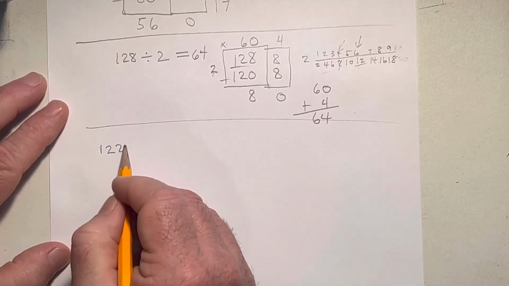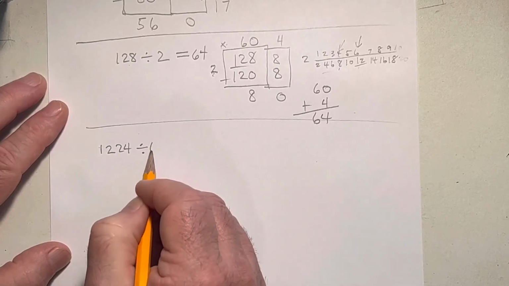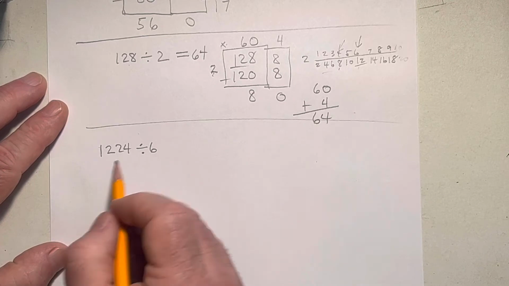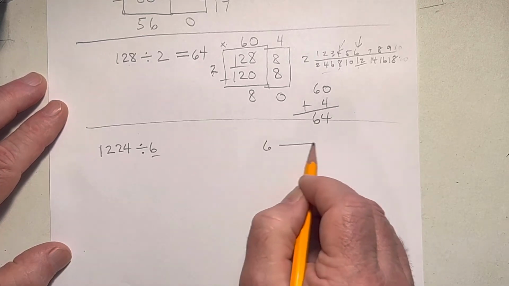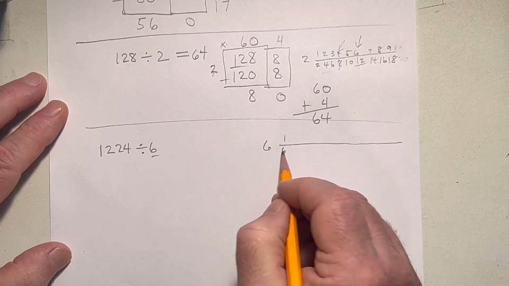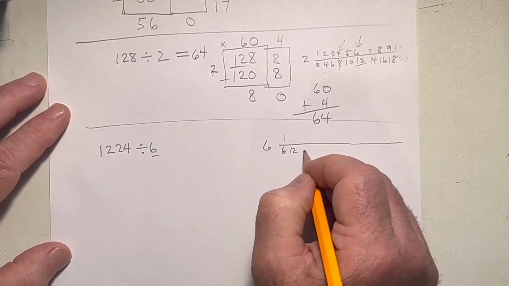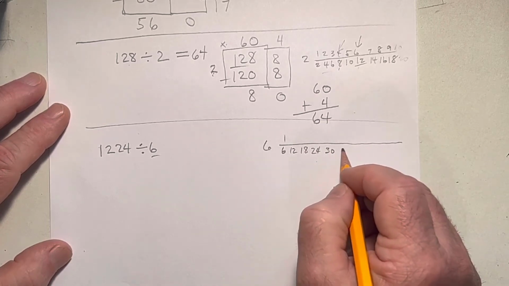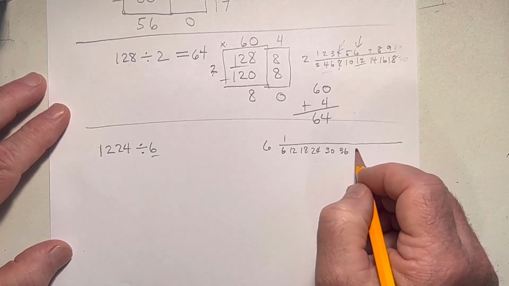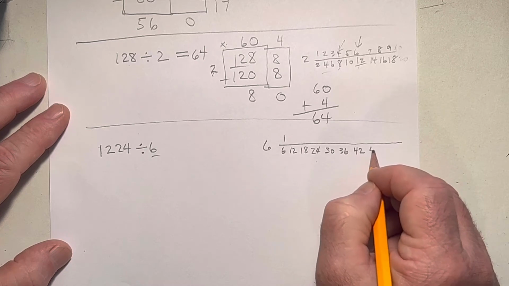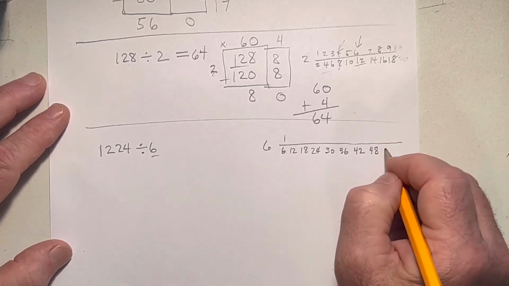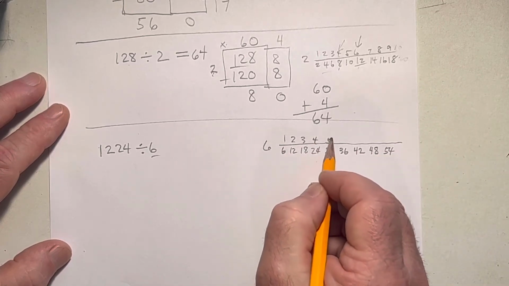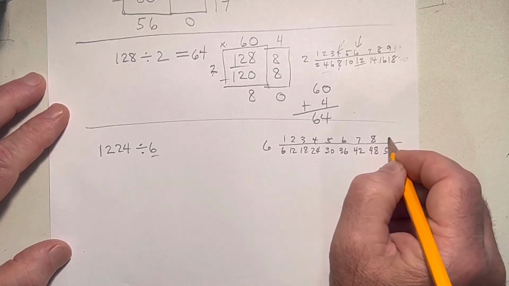Or 1,224 divided by 6. So we have the number 6. Let's do our tops and bottoms. 6, 1 times 6 is 6. 6 plus 6 is 12. 12 plus 6 is 18. 18 plus 6 is 24. 24 plus 6 is 30. 30 plus 6 is 36. 36 plus 6 is 42. 42 plus 6 is 48. 48 plus 6 is 54. Now we have 1, 2, 3, 4, 5, 6, 7, 8, 9.